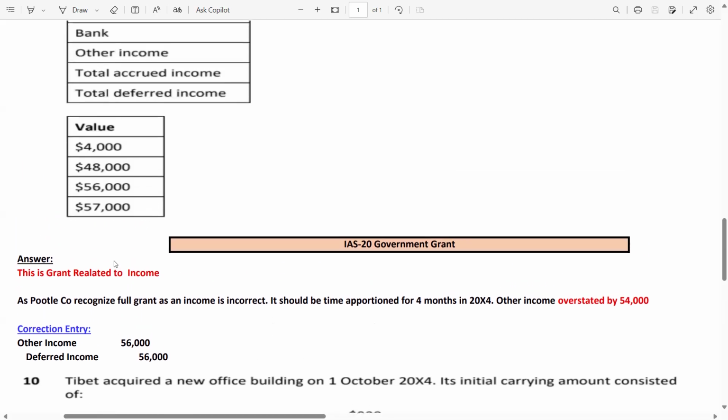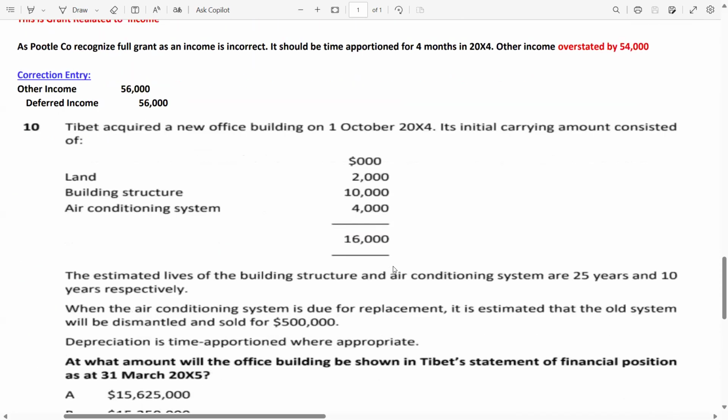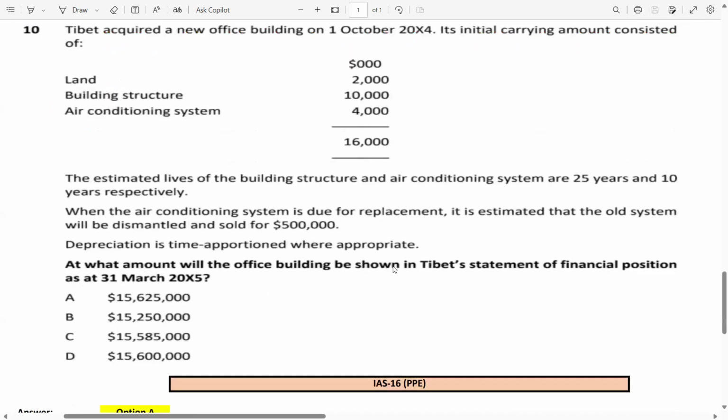Now you can also ask how to calculate the 56,000. Look, the total grant amount is 60,000. The grant life is 5 years, so 60,000 divided by 5, multiplied by 4 divided by 12, you will get 4,000, which is the correct amount which Portal company should recognize for this period, but they have recorded the complete 60,000. So 60 minus 4 is 56, which is the overstated amount, so that's why they have to reverse it.